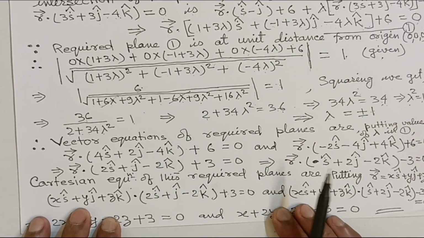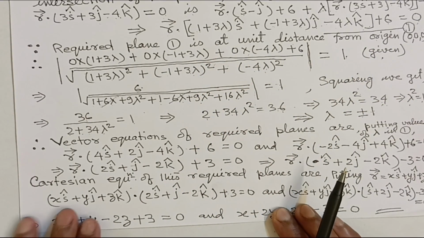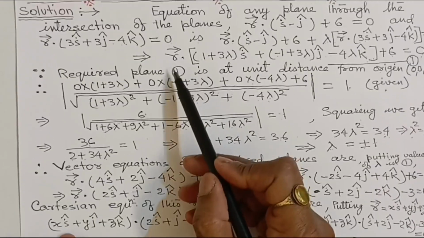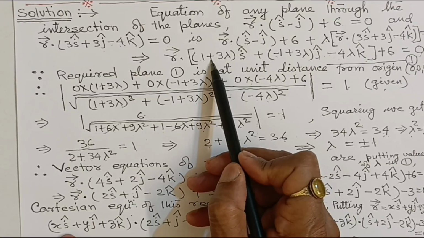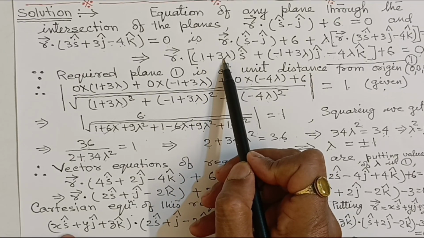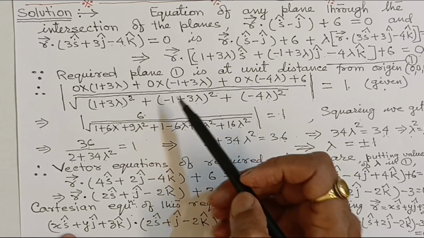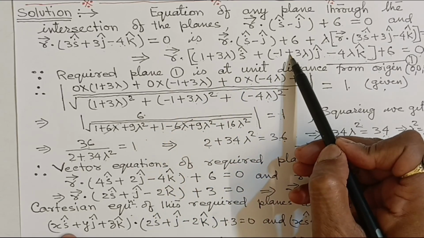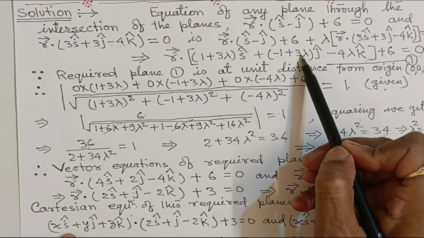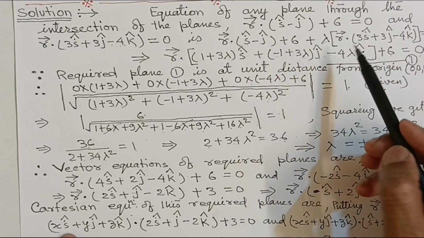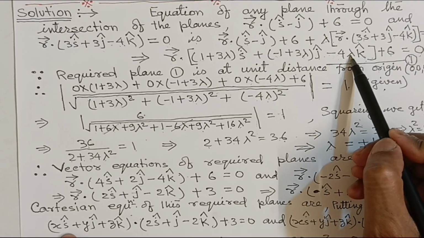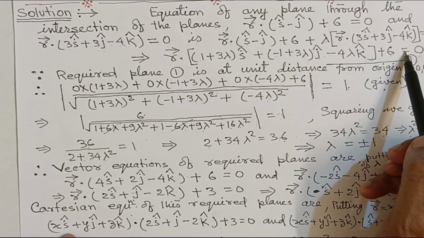We get the equation of the required plane in vector form. So it is vector r dot (1 plus 3 into 1, so 1 plus 3 that is 4)i, minus (1 plus 3 into 1, so 3, that is 1 plus 3... 2)j, minus 4 into 1, so minus 4k, plus 6 is equal to 0.